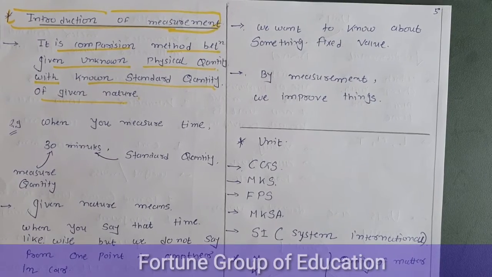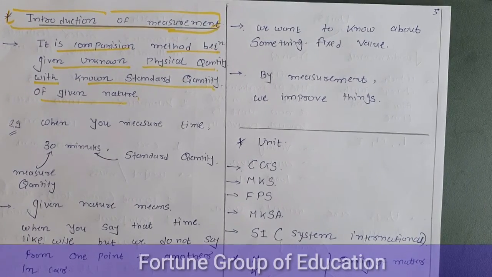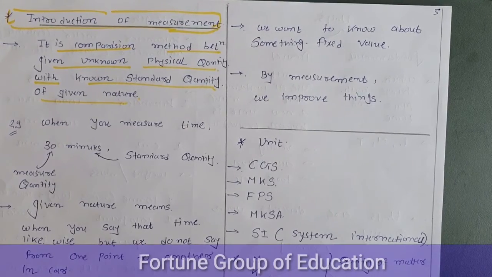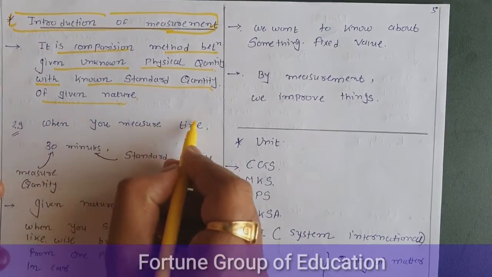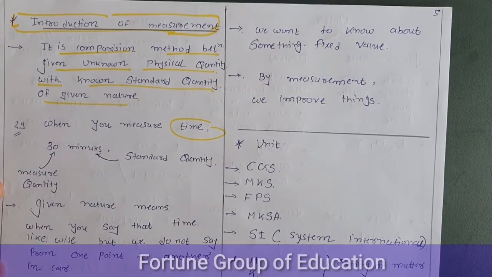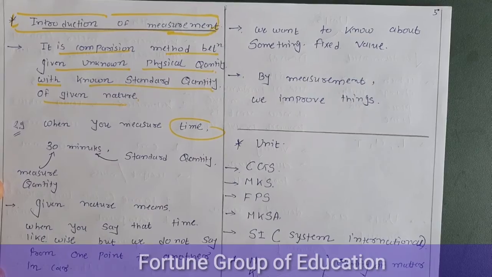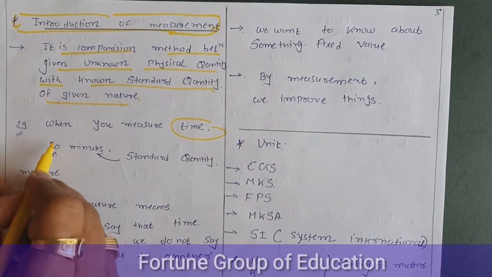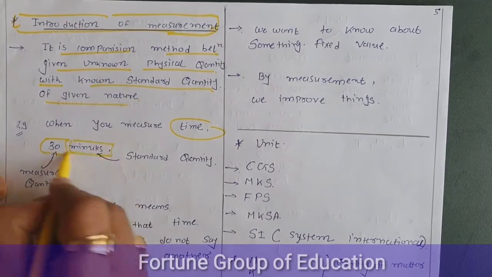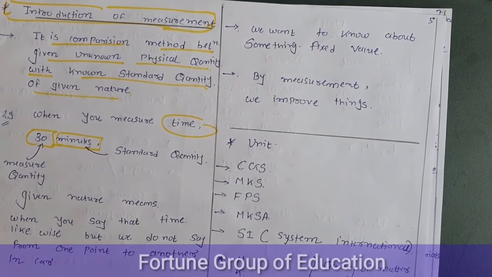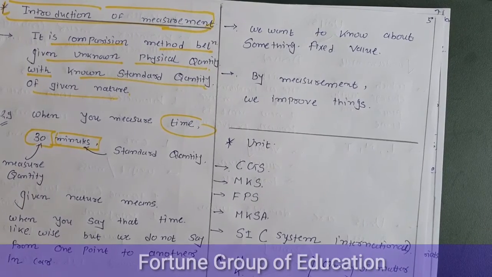So what is this? When you measure a time, you can also measure a length, or a mass. So here we have to measure a time. Let's consider 30 minutes, or 1 hour and 5 minutes, or whatever. Okay, so 30 minutes. What is 30? 30 is a measured quantity. It also happens with 50 minutes or 1 hour or 10 minutes or whatever.